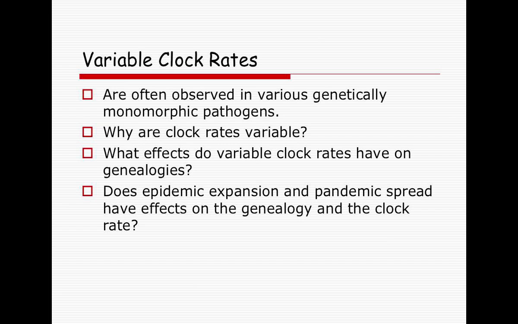So the question is, why are they variable? What effects do variable clock rates have on genealogy? And one thing we got into, and I'll be showing this later, is we think that one of the factors that affects clock rates in epidemic organisms is that epidemic expansion and pandemic spread actually change both the genealogy and the clock rate, and that these are intimately linked to things that happen during a rapid local expansion. The effects on the genealogies are more likely to be that the branch lengths you calculate are not accurate. And why they're variable, we don't know.